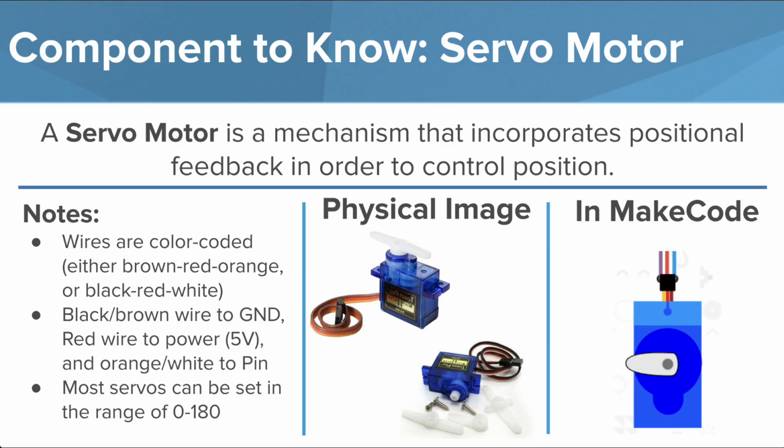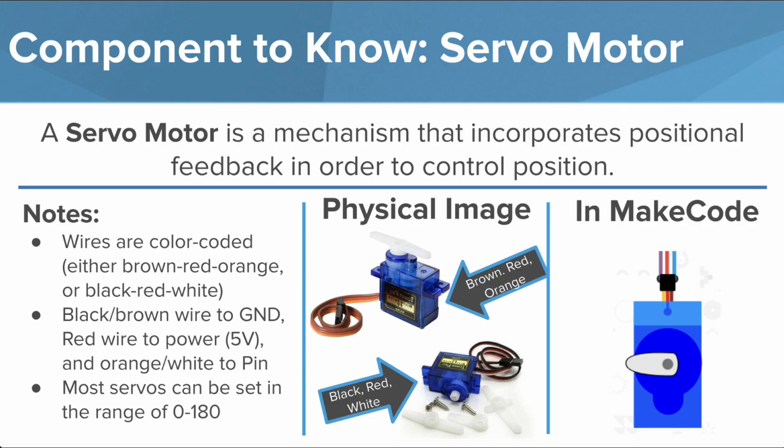During your next exploration, you'll be using a new component, a servo motor. This motor uses a feedback system to control position. Many servo motors can be set to positions from 0 to 180. You'll explore more about this functionality in the next exercise, but it is important to note that the wires on a servo motor are color-coded, either using brown, red, and orange wires, or black, red, and white wires. The brown or black wire is always connected to GND. The red wire is connected to power, and the orange or white wire is connected to a pin.